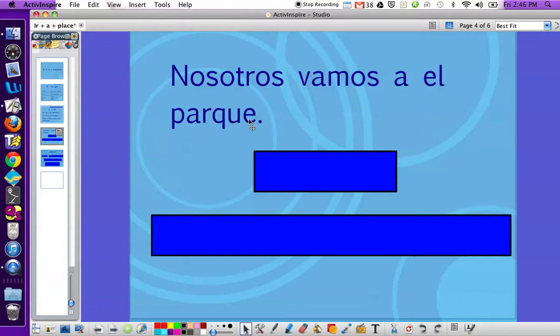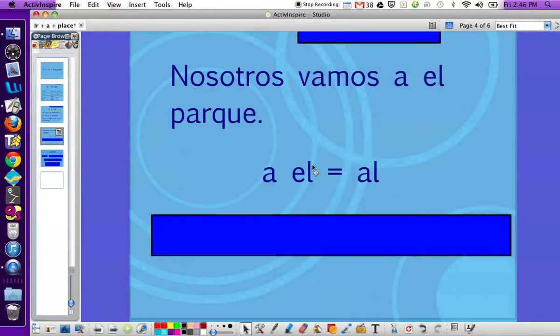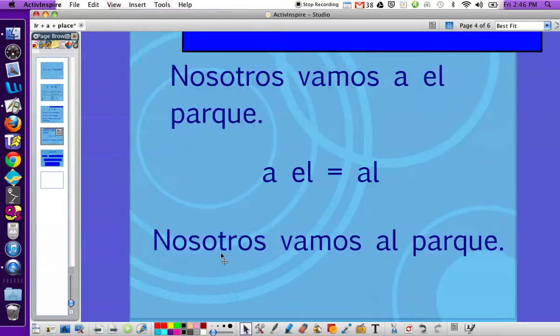Nosotros vamos a el parque. That's kind of hard to say. Nosotros vamos a el parque. A el. Now let's try and say that quickly. Nosotros vamos al parque. Whoa, what a tongue twister. So we have to do something special. If you think back to the problem we had with de and el, you've probably figured out what we're going to do if we have an el, the, after a. We're going to put it together and say al. A plus el equals al. For example, we have nosotros vamos al parque.